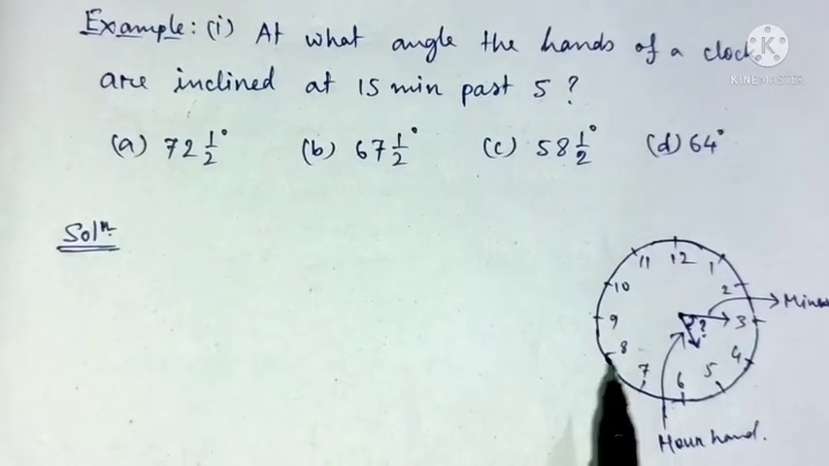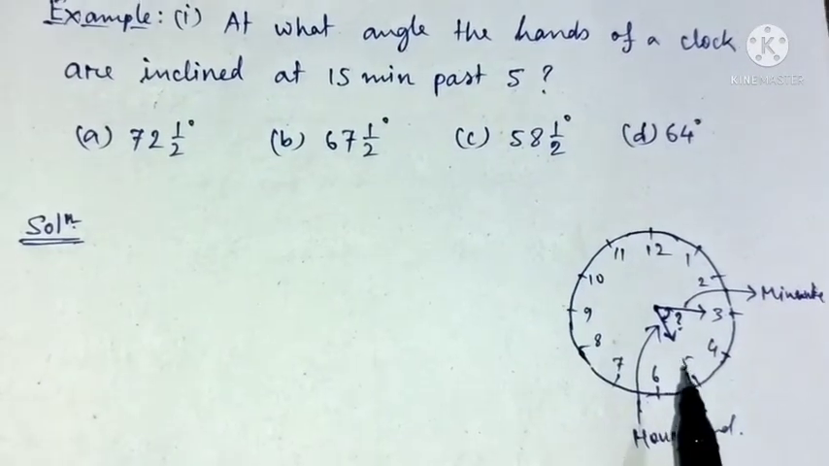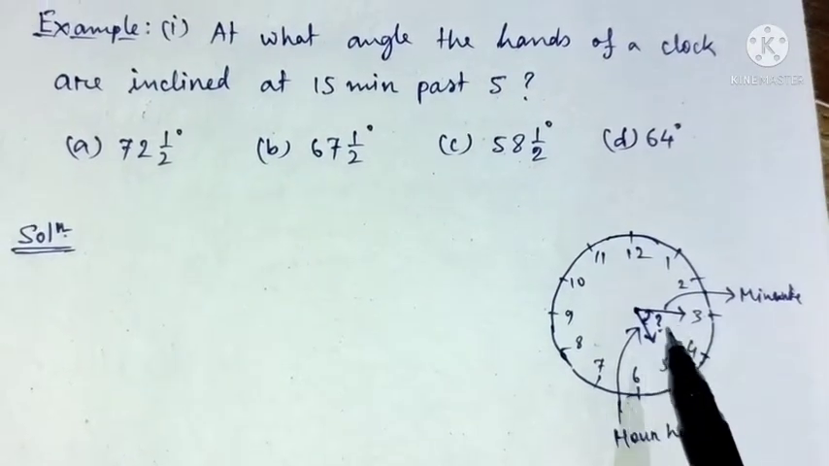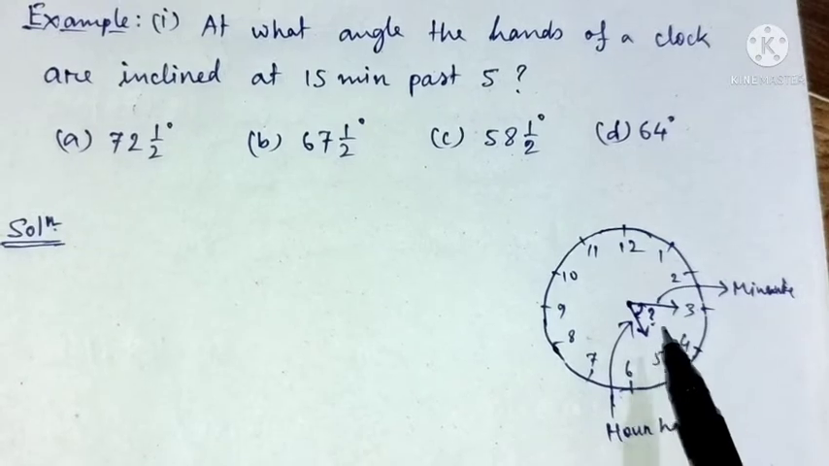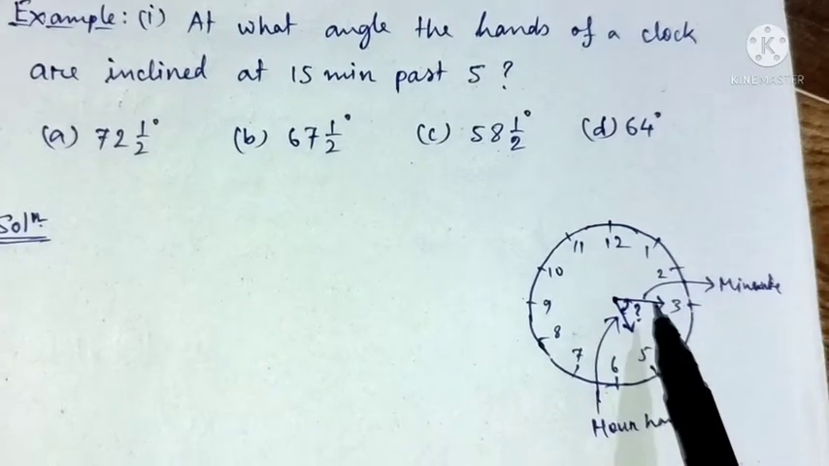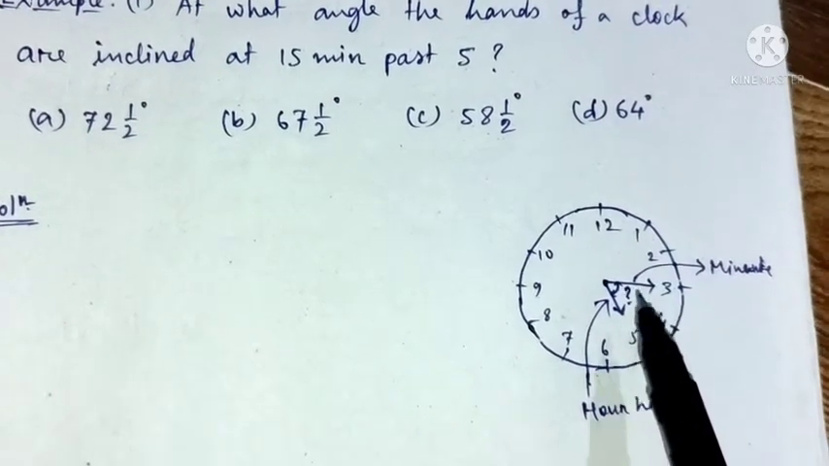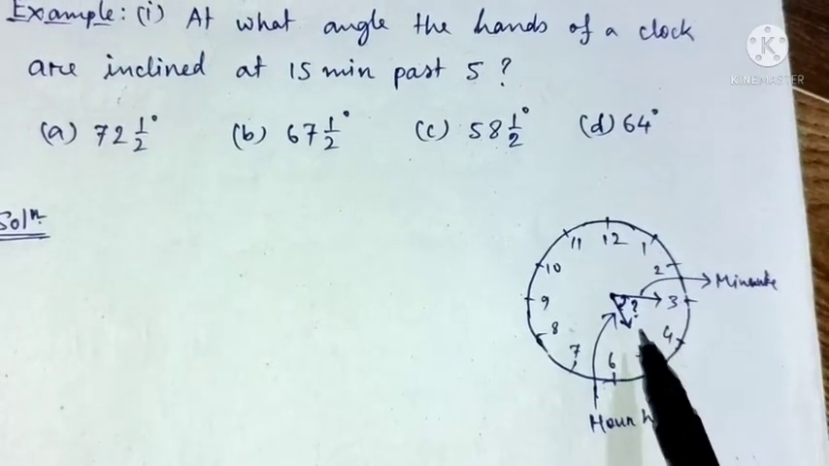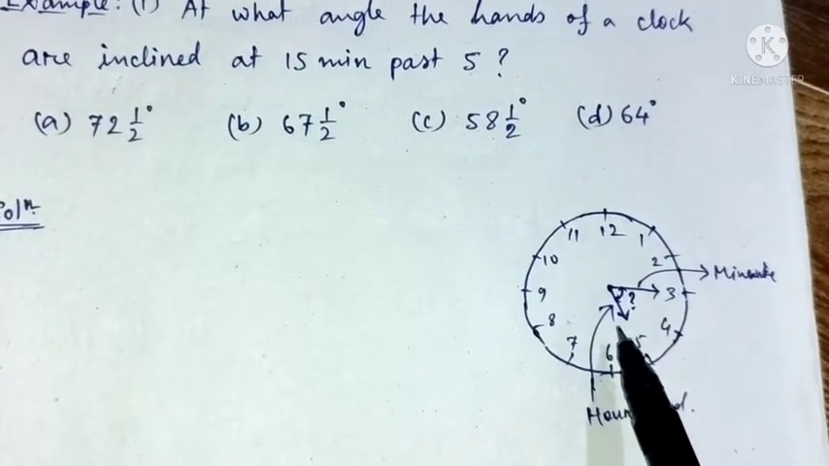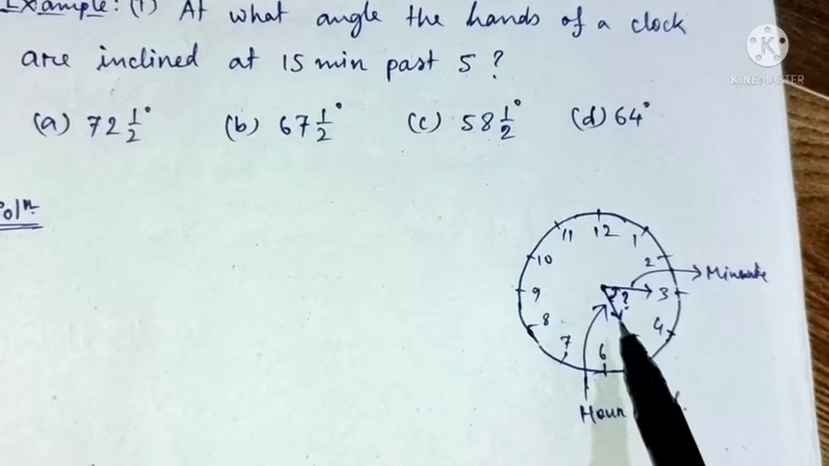Here in the solution, I have drawn a figure of the clock. Here, the time is 15 minutes past 5. That means 5:15. So 15 मिनट मतलब मिनट हैंड तो 3 में लगेगा और आवर हैंड 5 में लगेगा. वैसे तो 5 से थोड़ा सा ज़्यादा इधर आएगा. सो उसी को हमें फाइंड करना है.